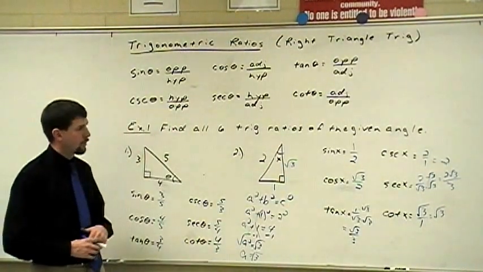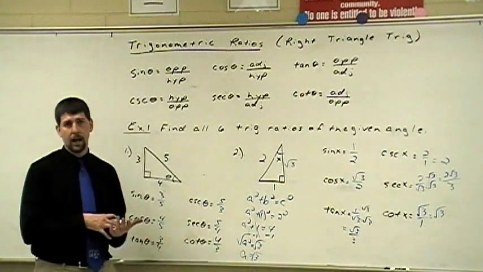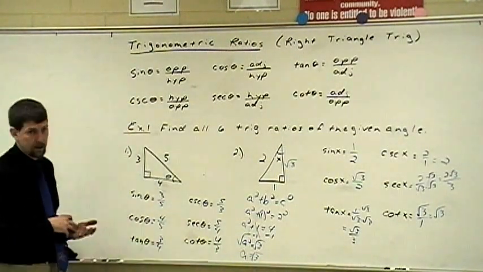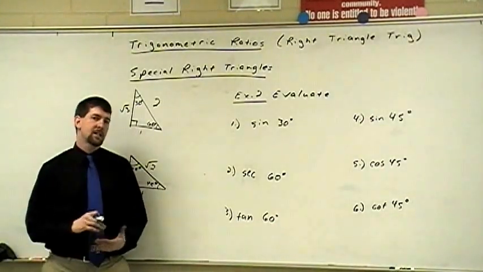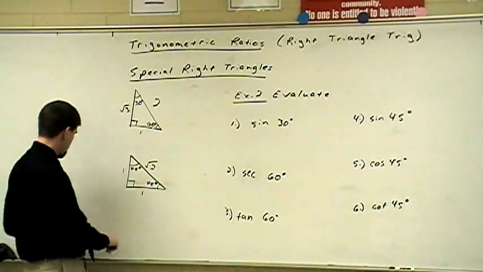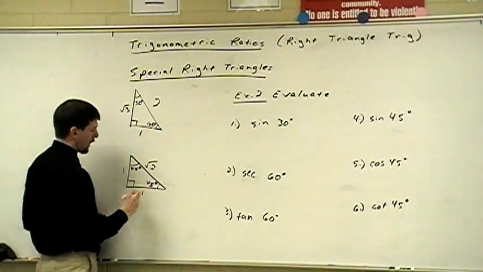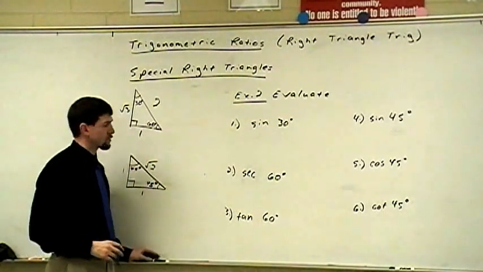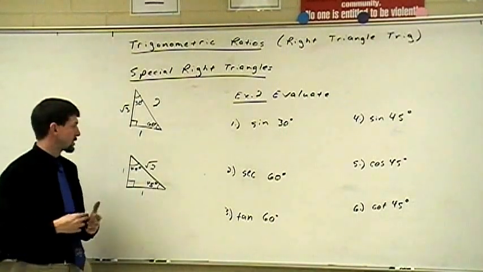And we'll take a moment and look at the special right triangles, the 30, 60, 90, and the 45, 45, 90. We call them special right triangles because they're easy to remember. I guess we could come up with a lot of different special right triangles.